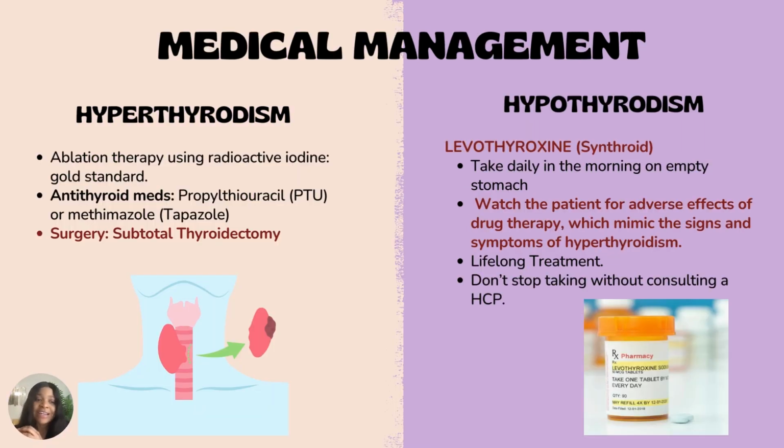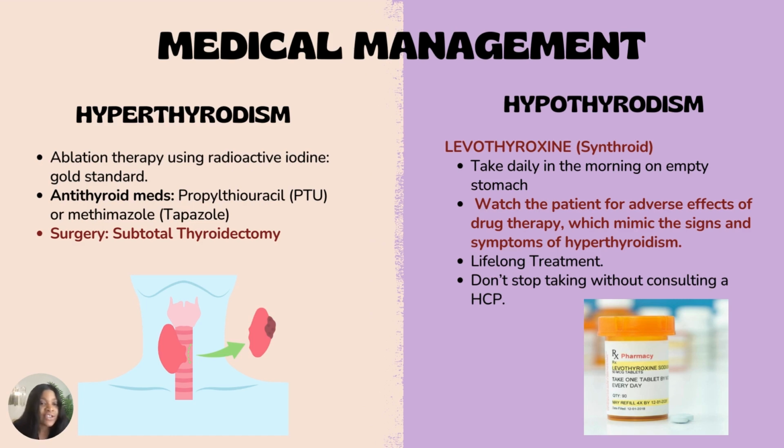Okay. The next thing we're looking at is medical management. Now, how do we fix this issue? If our patient has hyperthyroidism, one of the first things the doctor might want to do is an ablation therapy using radioactive iodine. Before we even think about surgery, we're going to use radioactive iodine to ablate excessive thyroid hormone secretion, which is the gold standard, our first go-to. But if that doesn't work, the doctor might introduce some anti-thyroid medication. We have PTU, also known as propylthiouracil, and we also have methimazole, also known as Tapazole.